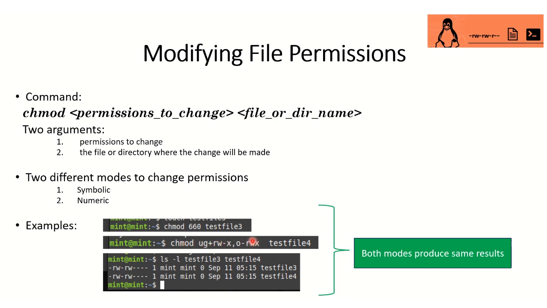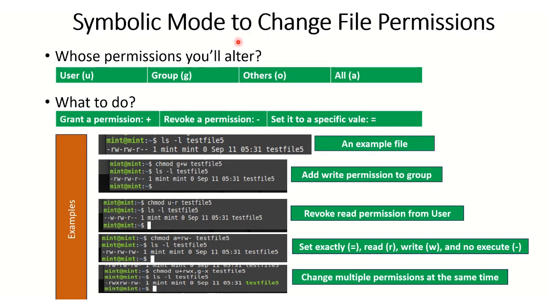For the same set of permission, both modes, numeric and symbolic, give you the same result. Now let's focus on symbolic mode to change file permission. Now here 2 points to consider. Number 1, whose permissions we are changing. There are 4 possible ways: user, group, other and all. And number 2, what are the changes we are going to do.